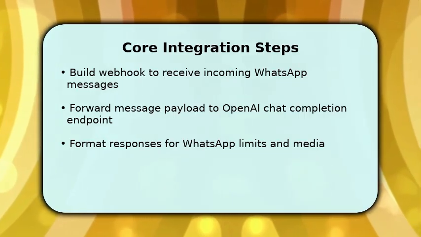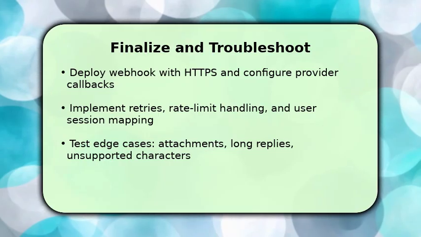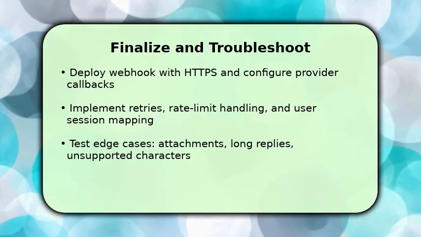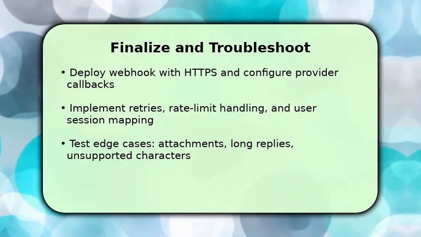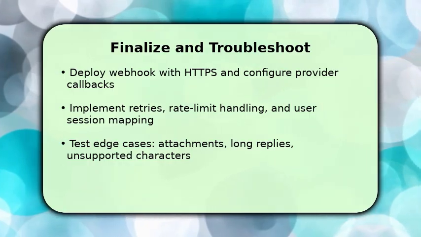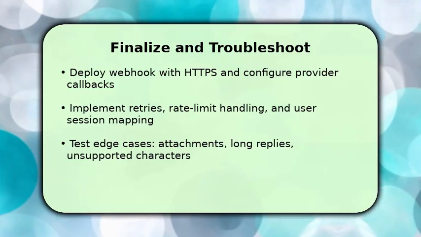To finish, deploy your webhook with a valid HTTPS certificate and point your WhatsApp provider callback to it. Then run end-to-end tests sending messages from a real phone. Once done, implement retry logic, backoff for rate limits, and map user sessions to maintain continuity. Monitor logs and add graceful error messages back to the user.